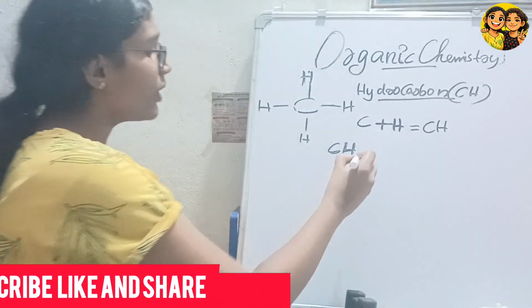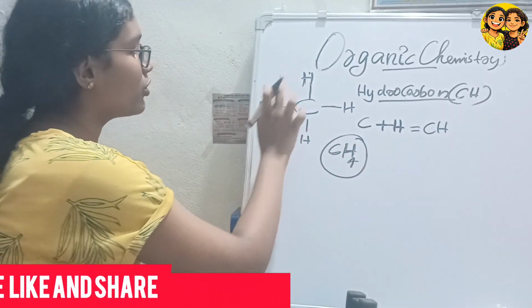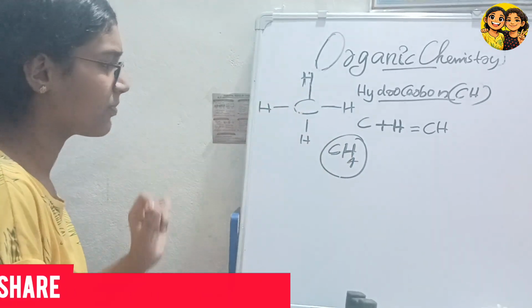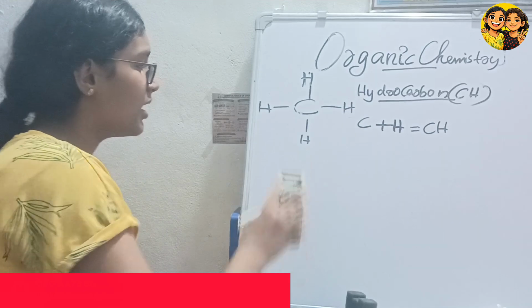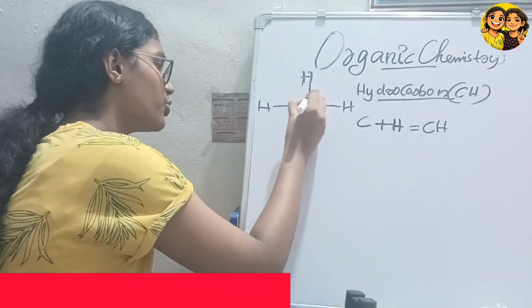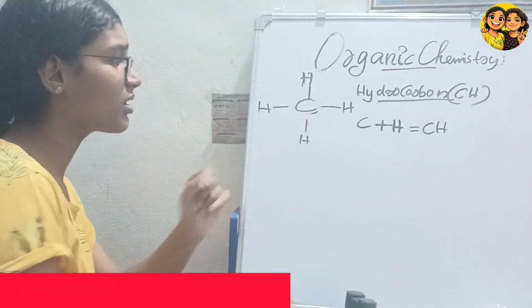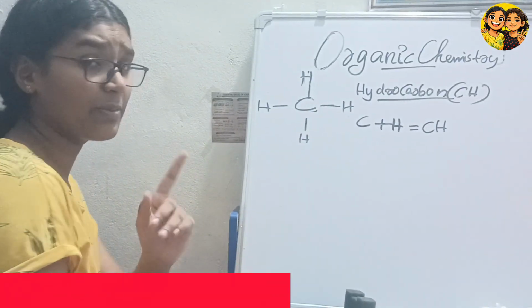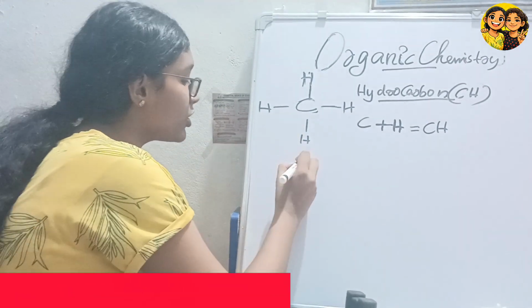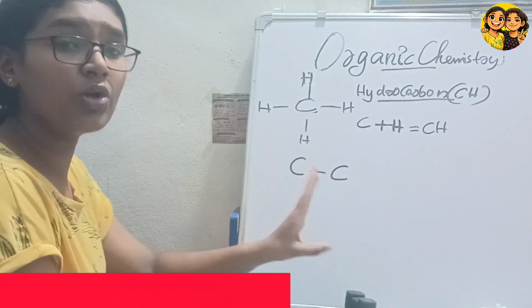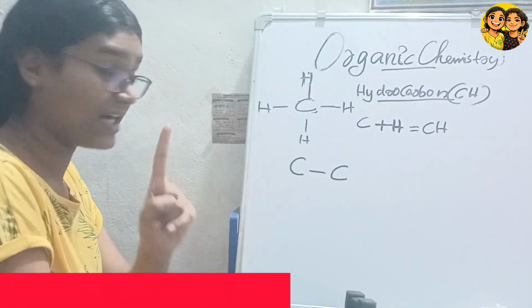So here we got CH4, as there are 1, 2, 3, 4 hydrogens and 1 carbon. And now let me just show you one more important thing. I think I wasn't able to say that, but that's very important. You need to know that carbon can have a bond with another carbon. Understand this?